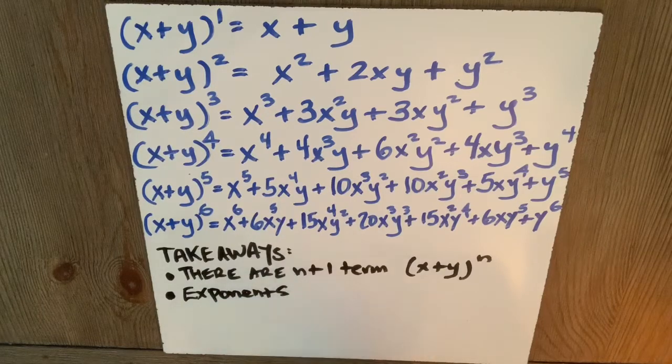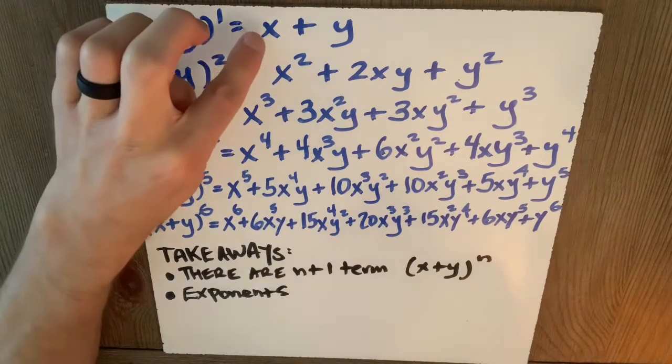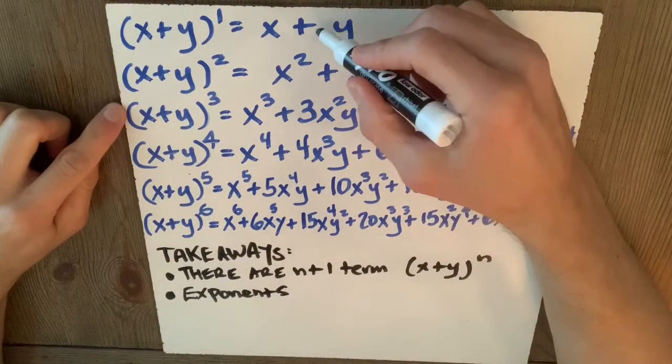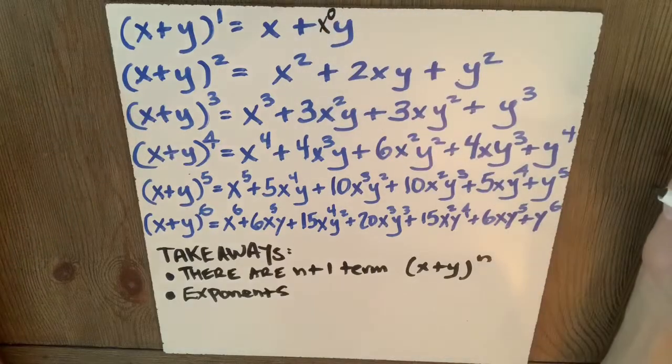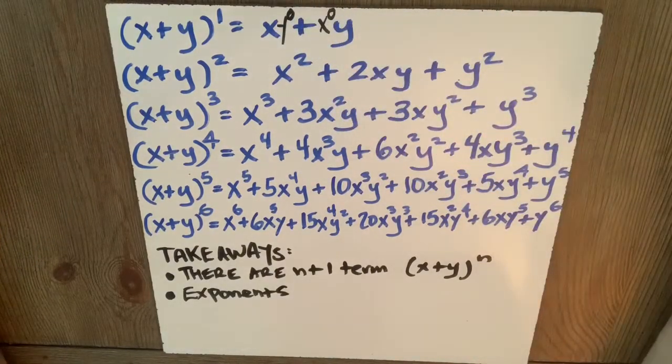Let's look at the exponents. I have the first term and the second term. Look what happens to the exponent of the first term. It goes 1 and then I could write here that this is x to the 0 power. And I could write here that this is y to the 0 power.